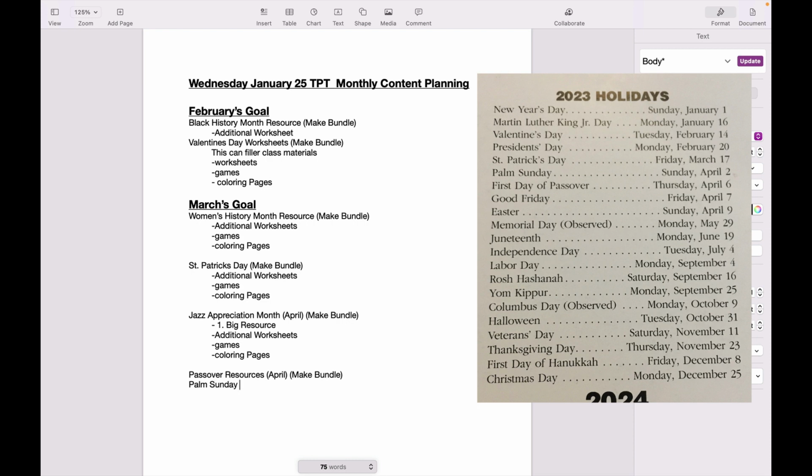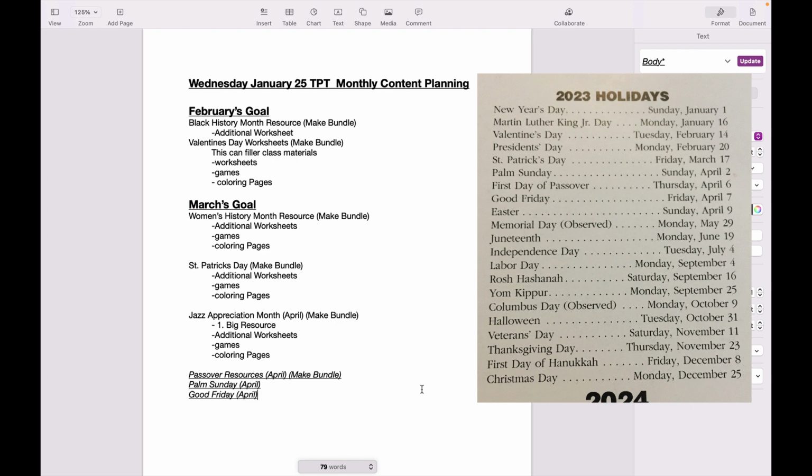Would be a good resource. Good Friday would be another good resource. And I'm going to put some of these in italics and underlined, because I don't want to overschedule myself.